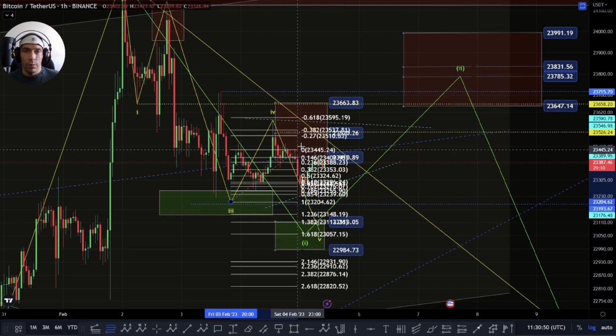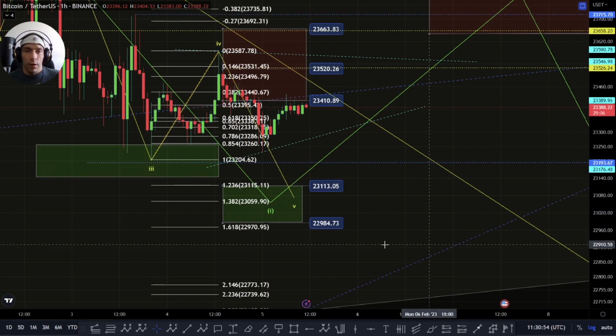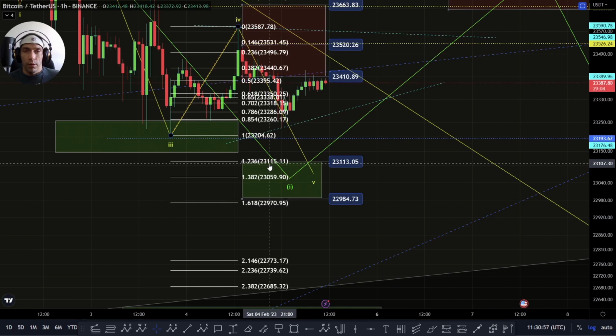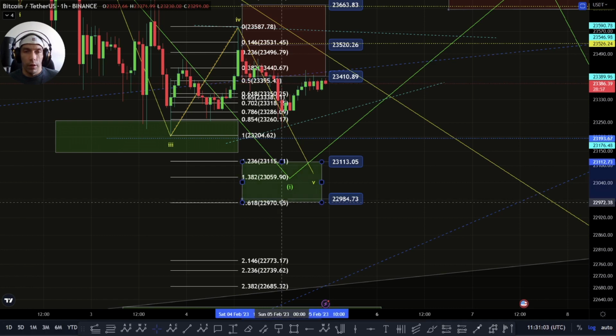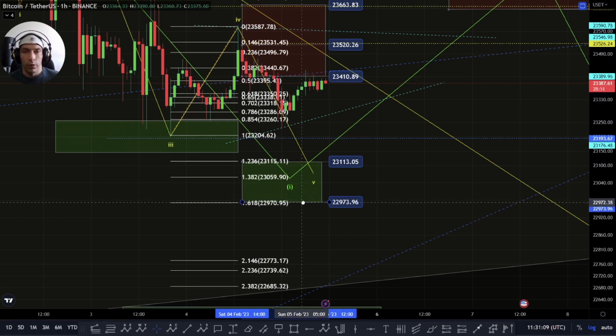So this target is slightly changed because we came up higher. So the 1236 is this 23,115, and the lower end of this is actually increased slightly. So we're going to move this down a little bit here and sort of just adjust that. So this is a zone we could still actually look to move down to.